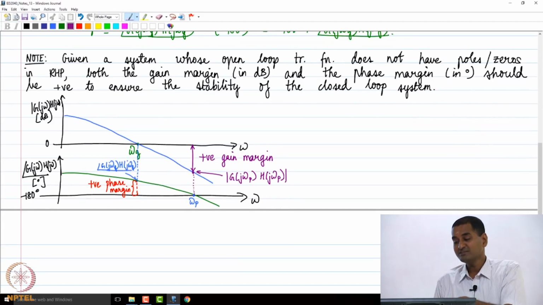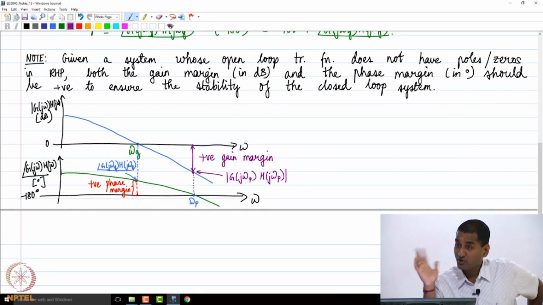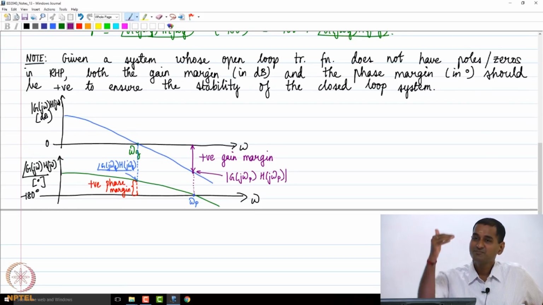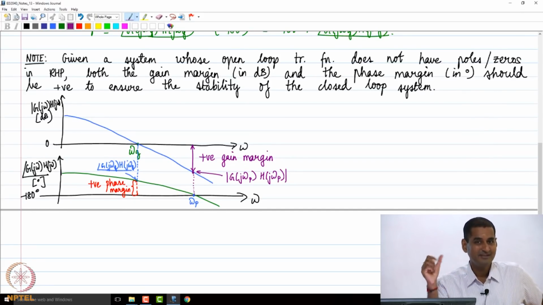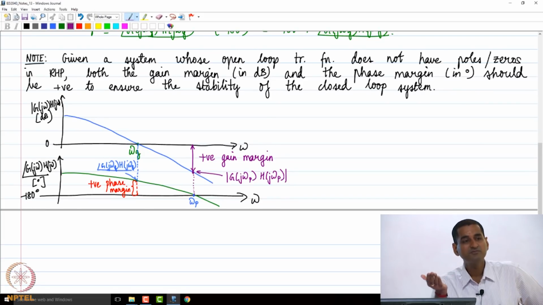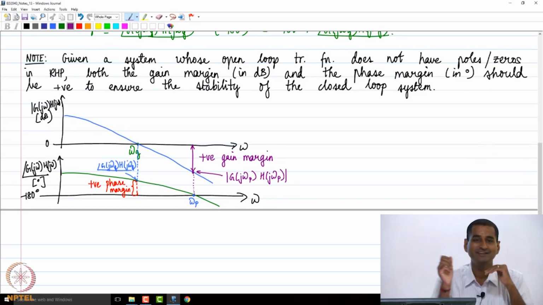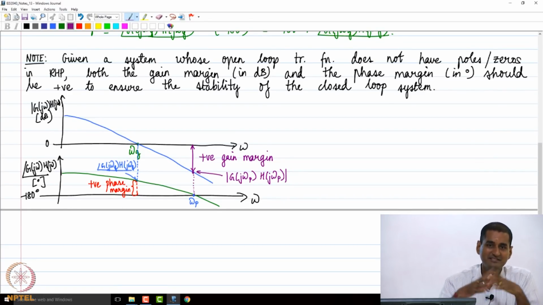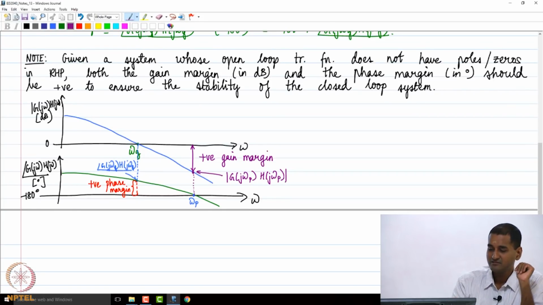So you have a positive gain margin if, in the magnitude plot, the magnitude of the open loop transfer function at the phase crossover frequency is below the 0 decibel line. That's a positive gain margin. You have a positive phase margin if, in the phase plot, the phase of the open loop sinusoidal transfer function at the gain crossover frequency is above the minus 180 line. It's negative otherwise. So that's how we interpret gain margin and phase margin.